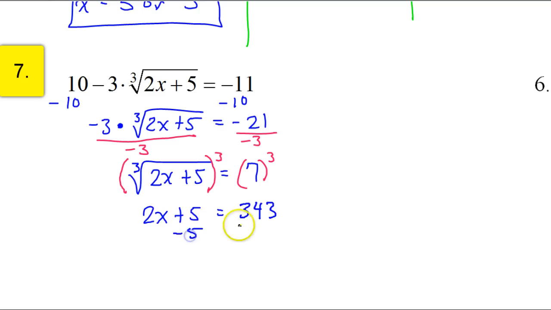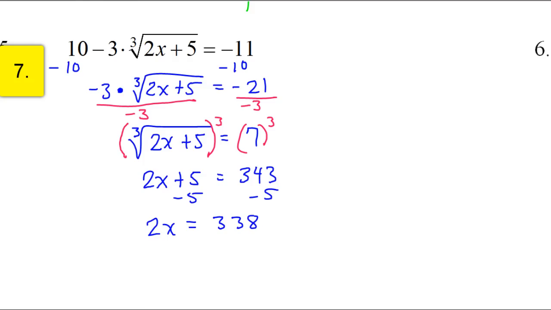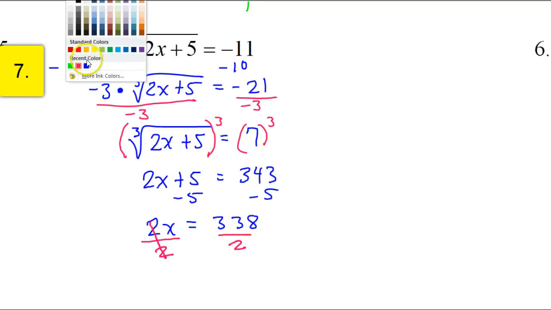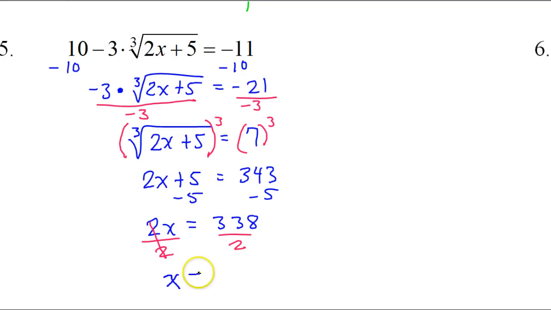Okay, so subtracting 5 from both sides, that'll give us 2x is equal to 338. So then we just divide both sides by 2. Alright, and that is going to give us 169. So this might be the answer, but we must check this answer to see if it is true.